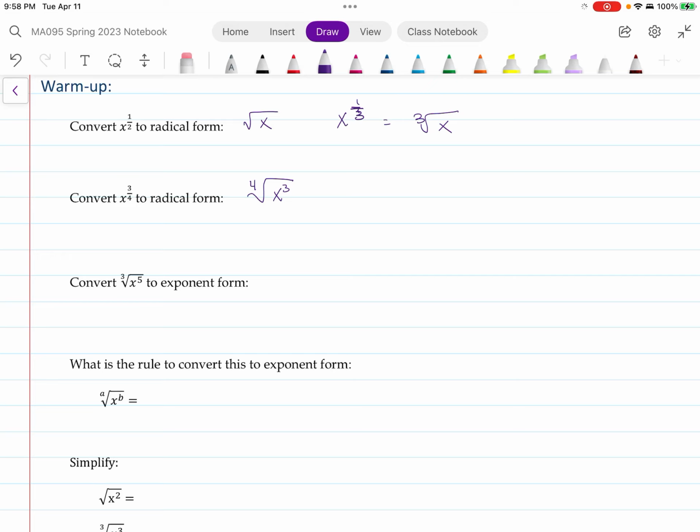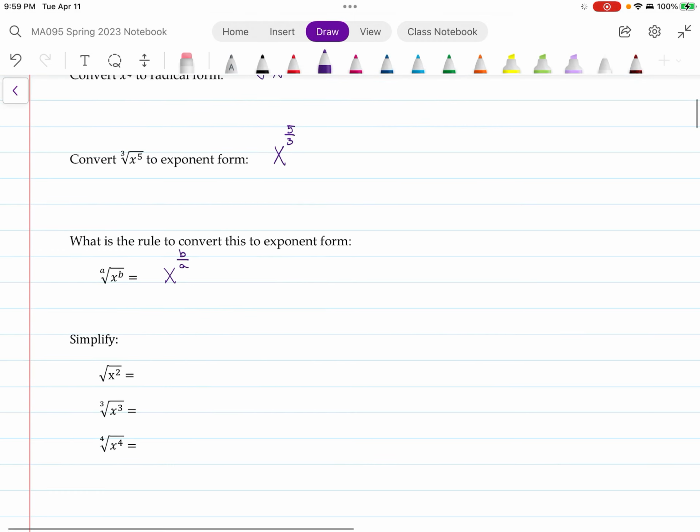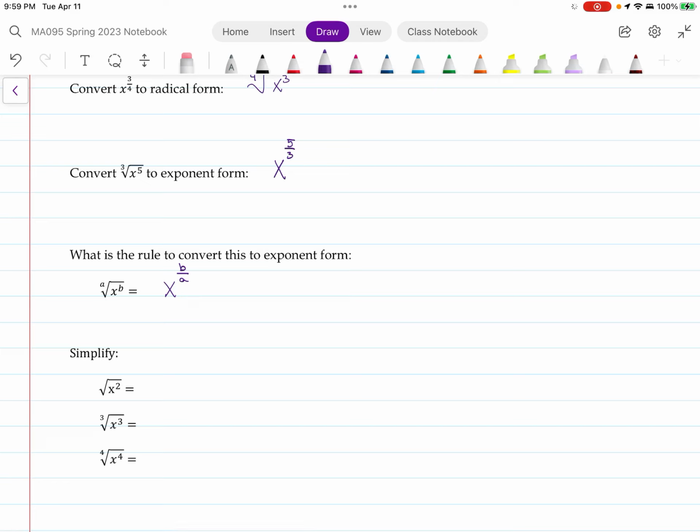So now try to go the other way. So this means x to the 5/3. So write the rule. Try the rule. So the rule is x to the b over a, the way I've got it written there. Okay, so try simplifying all of those.